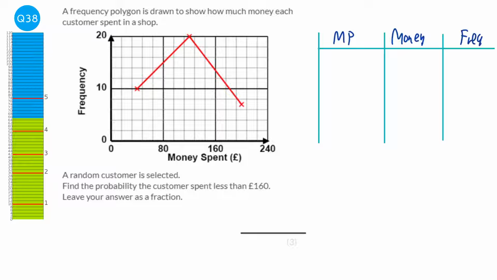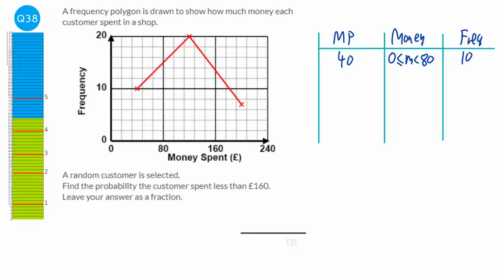So the first midpoint is at 40, and we can see here that that was in this group here. So that is 0, and I'm just going to use M for money, 0 to 80, and the frequency is how high it is, which is 10.